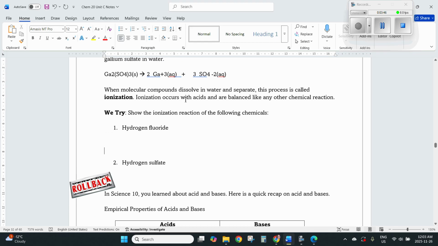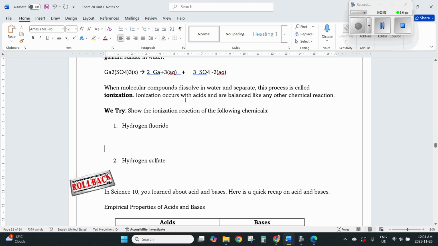So when molecular compounds dissolve in water and separate, I told you that they didn't, when in reality they do, or at least some of them do. When molecular compounds dissolve in water and separate, the process is actually called ionization. So ionization occurs with acids, and they're balanced like any other chemical reaction. So what I have here is hydrogen fluoride. It says show the ionization reaction of the following compounds.